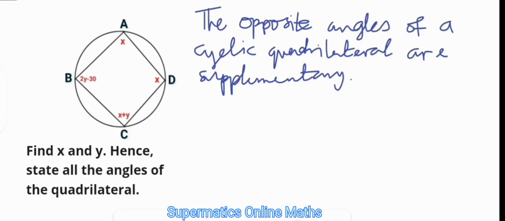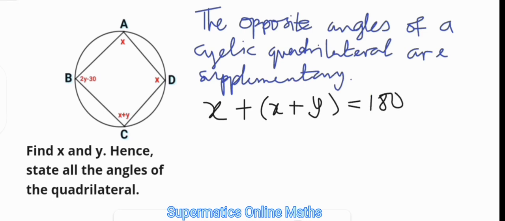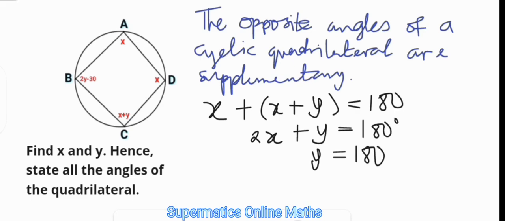Therefore, angle BAD, which is x, when added to angle BCD, which is x plus y, must give 180 degrees. That is, 2x plus y will be equal to 180 degrees. Then we can make y the subject of this formula by writing that y is 180 minus 2x. We can call this equation 1.